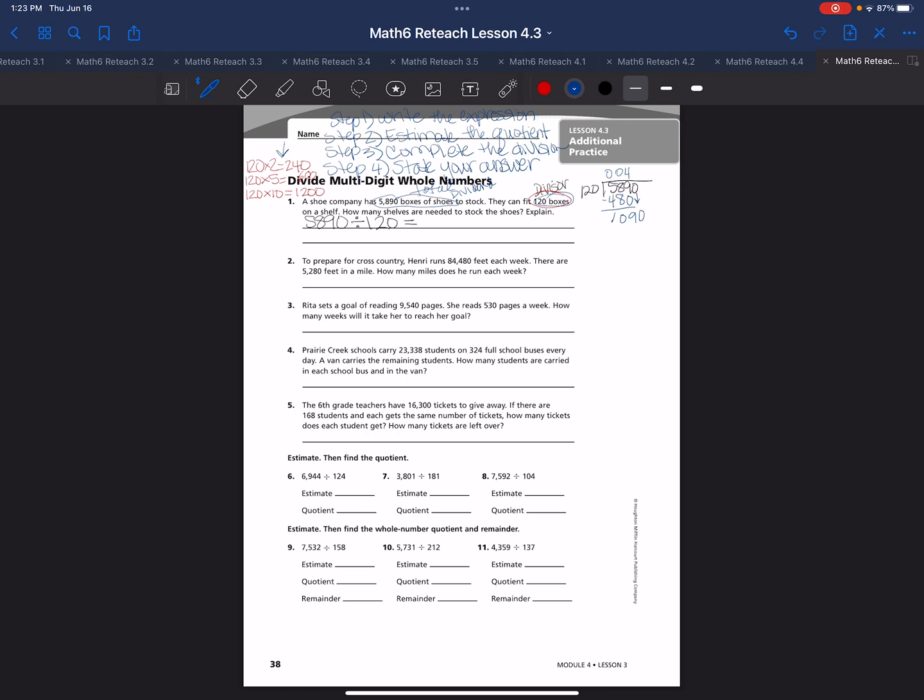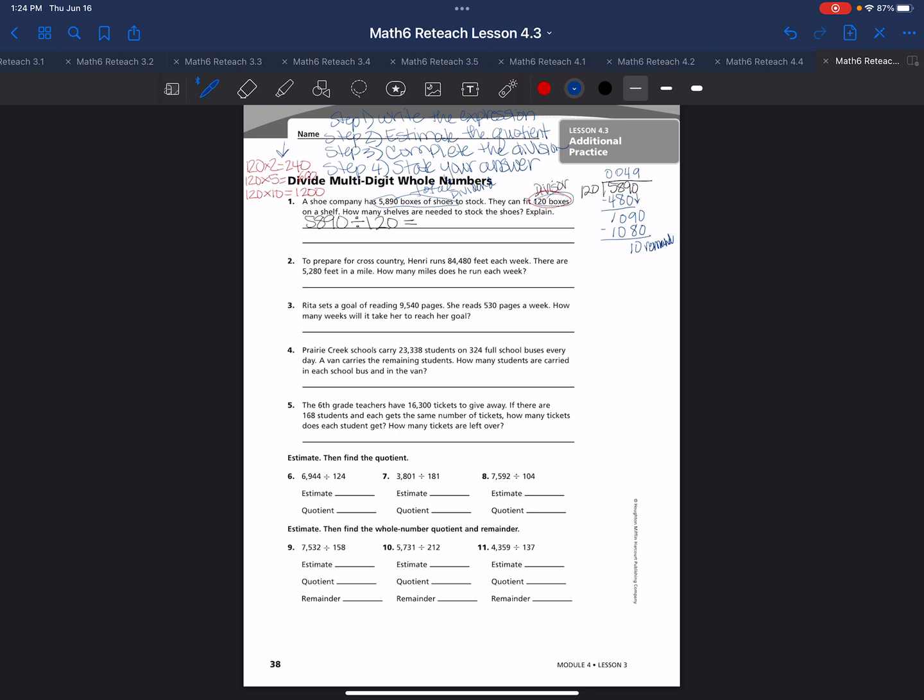And then I need to bring down that 0 there. And then if I look at 1,090, can 120 go into 1,090? Yes. How many times? Well, if I look at 120 times 10 is 1,200. That's too much. So I'm going to try 9. 9 times 0 is 0. 9 times 2 is 18. And 9 times 1 is 9, plus 1 is 10. So I have a remainder now of 10.